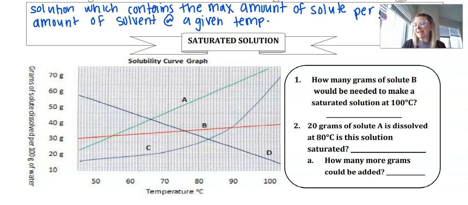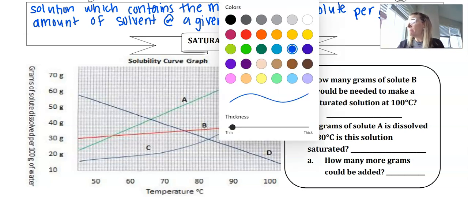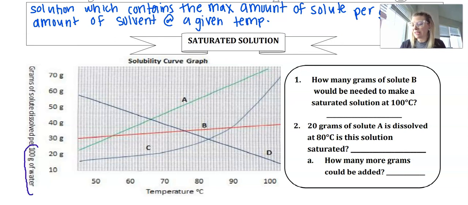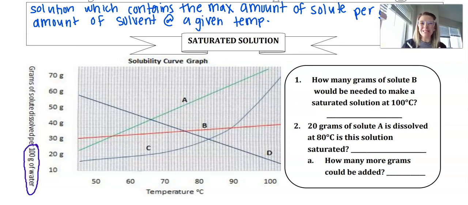But also notice, as I pointed out in class, that our solubility curves are per given amount of solvent. So this is per 100 grams of water, and that's important to note. Additionally, you can see we have an increase in temperature. So question 1 about our solubility curve: how many grams of solute B would be needed in order to make a saturated solution at 100 degrees Celsius? Where do you think I'm going to find a point of saturation on my solubility curve? If you're thinking it's probably on the line, you're right.